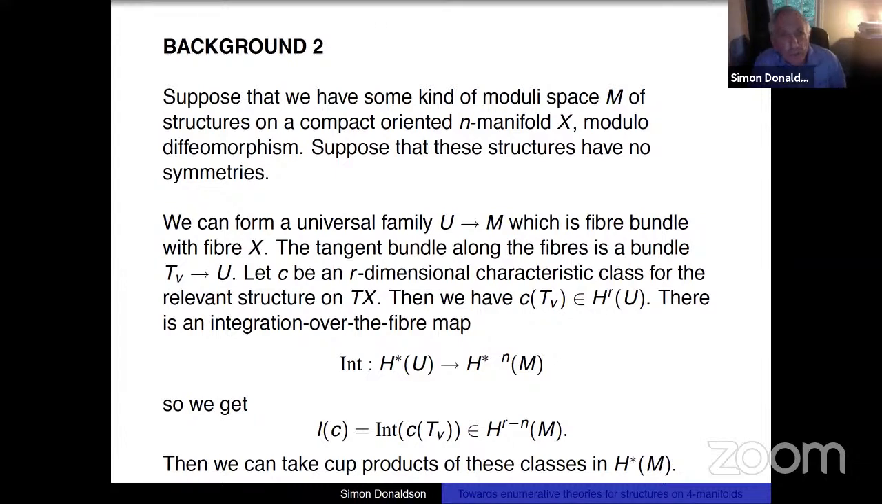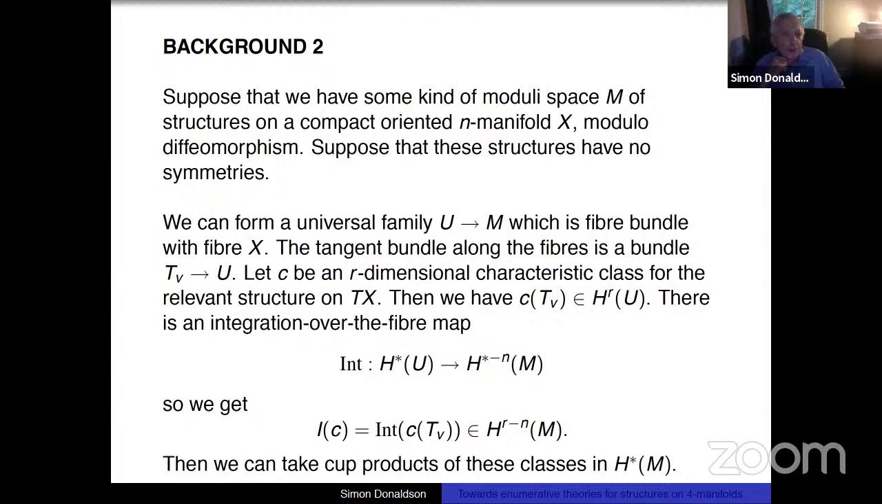And then let's suppose we're in a situation where, first of all, these structures have no symmetries. So, for example, have in mind the case where the structures are Riemannian metrics. We're considering some class of Riemannian metrics, modulo diffeomorphism, and we're in a situation where none of these Riemannian manifolds have any isometries. So then what we can do, just in a formal way, is to form a universal family, which is a bundle over our moduli space with fiber X.